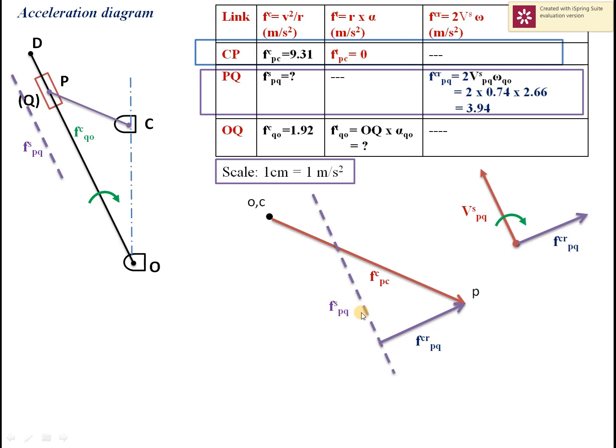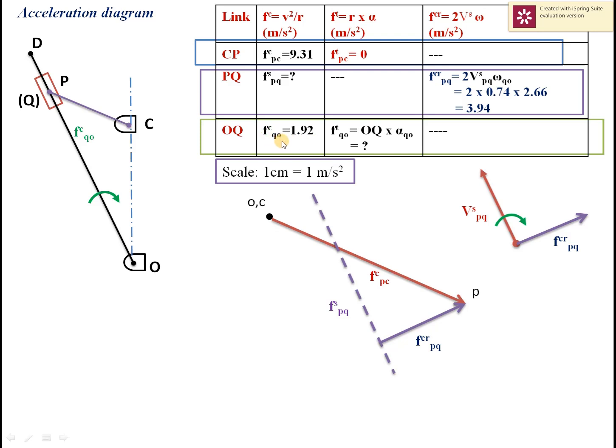Magnitude of FSPQ is unknown, so I have drawn the vector of arbitrary length in the direction parallel to the line of stroke of the piston. The next is link OQ. For OQ, first component is FCQO, whose length is 1.92 centimeters.